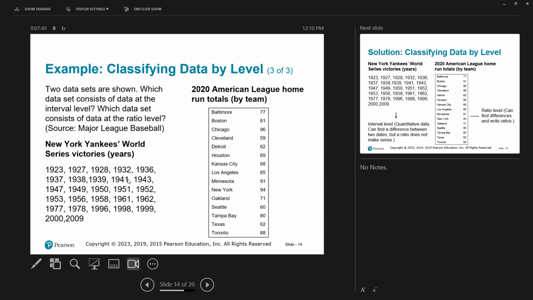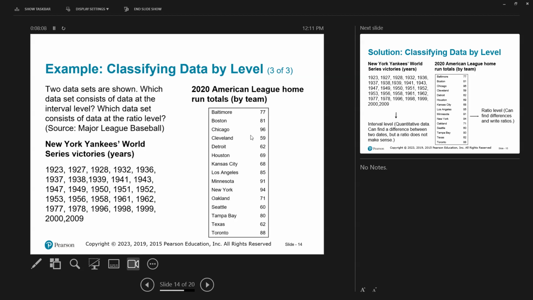So these are some years, and as you can see, these are all quantitative data. And you can find the difference between each year, so it is meaningful, right? The difference between two dates is meaningful. But is there a point in taking a ratio between 1927 and 1923? No. So this makes me think that this first data set is going to represent the interval level.